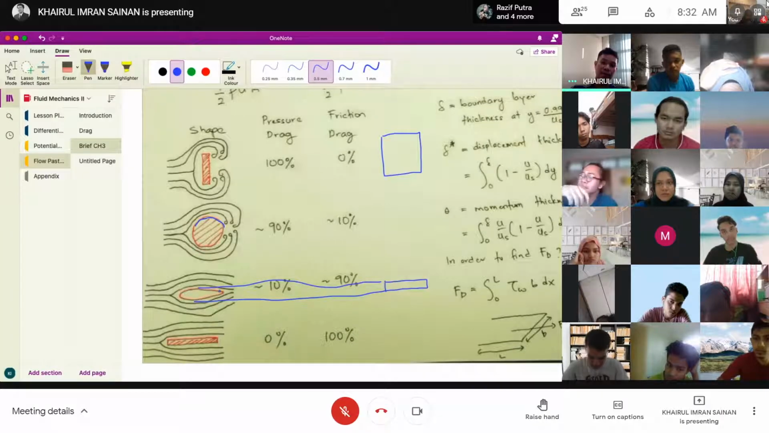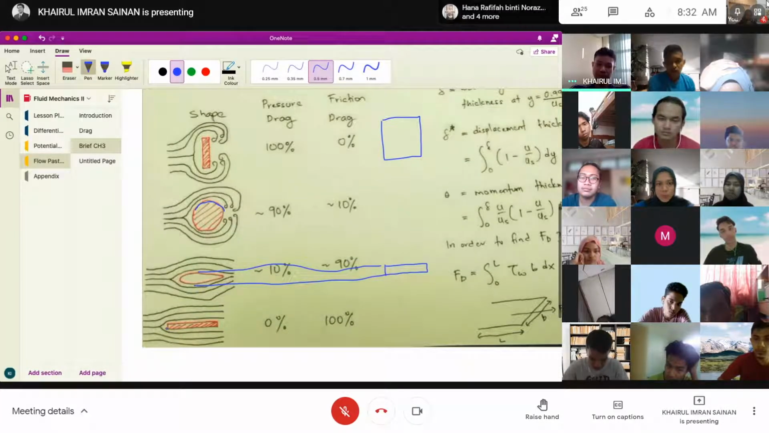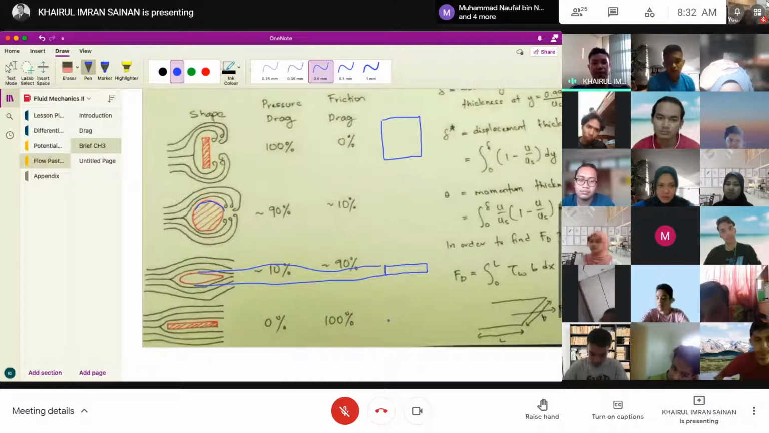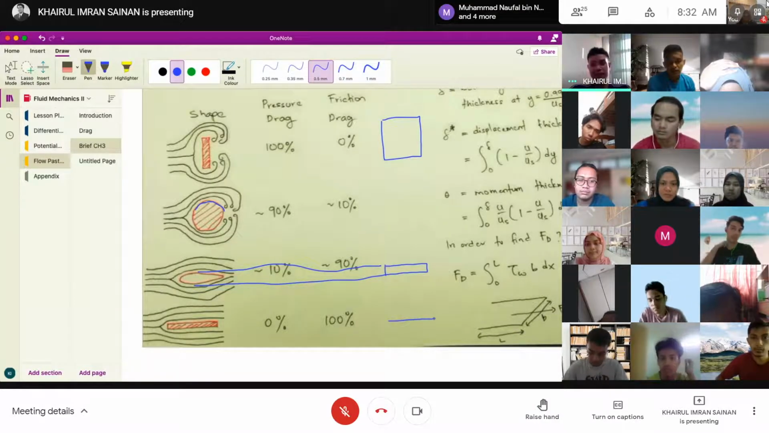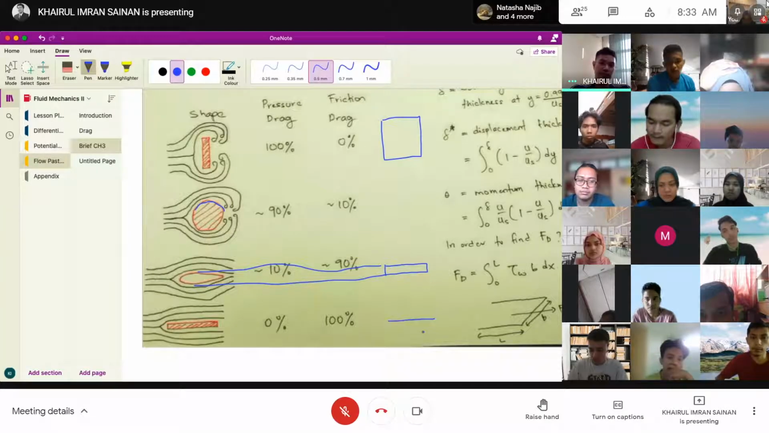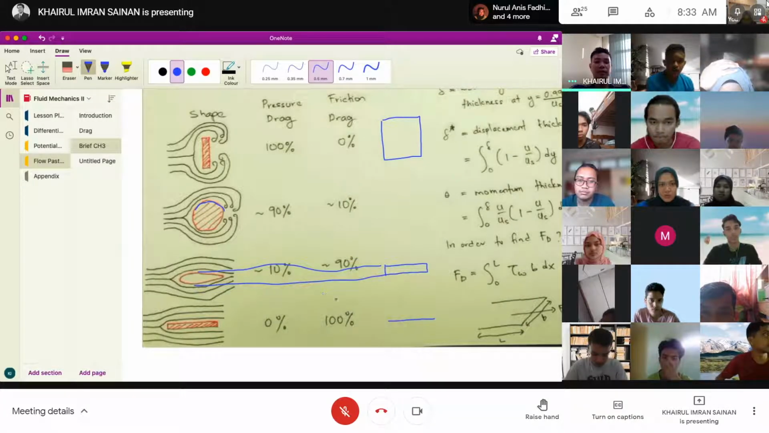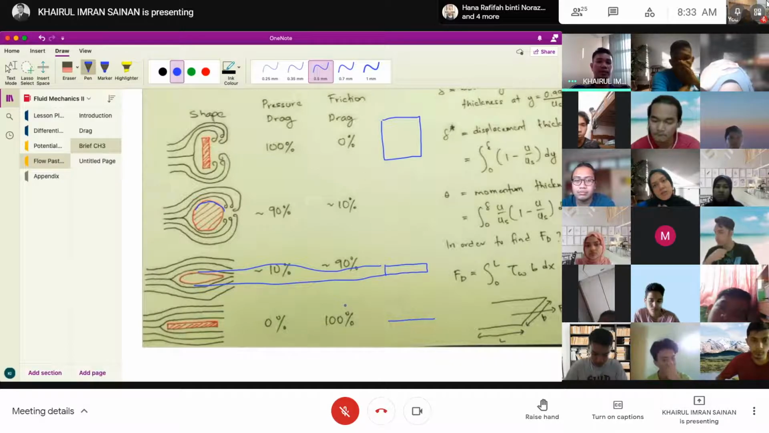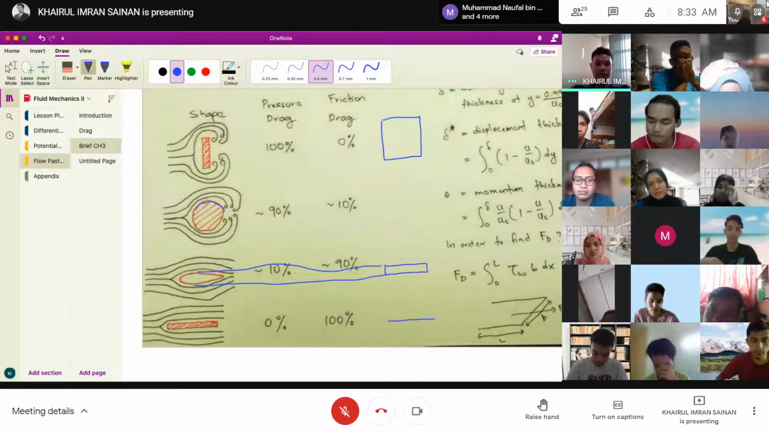Okay, and the last one. Even though I drew the frontal area, perhaps it looks something like this. Basically, it's really small compared to the first one, so it can be ignored. So that's why pressure drag is 0%, but we still have drag. But the drag is 100% due to the surface roughness or friction on the surface.